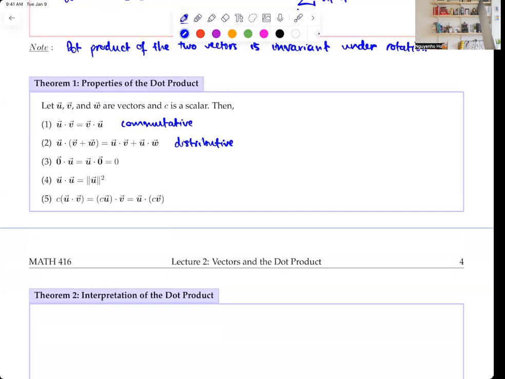Number 3, you have vector 0 dot vector u is equal to vector u dot vector 0. Sorry, it should be the 0 scalar. It should be a scalar. That's why the dot product has another name: it's called the scalar product. And this is the zero property.